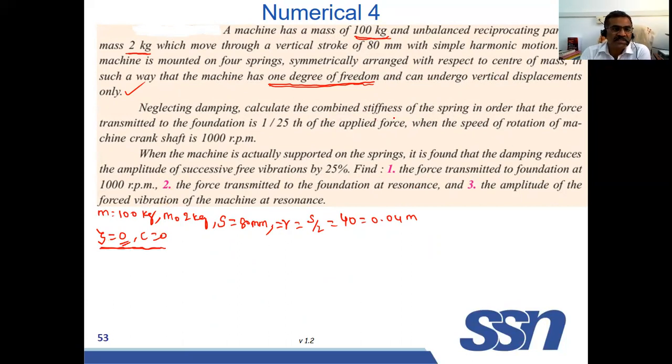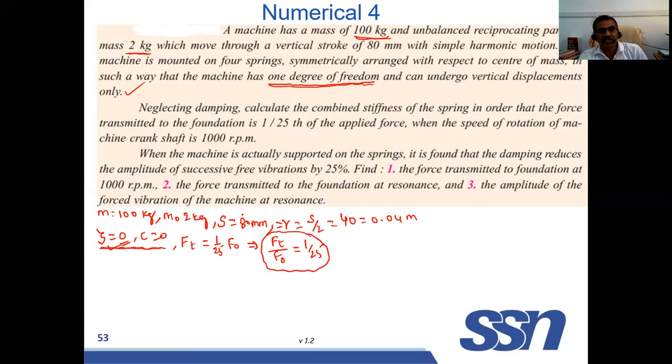Calculate the combined stiffness of the spring in order that the force transmitted to the foundation, that is Ft, is 1 by 25th of the applied force, that is F naught or F, whatever it may be. So from this, Ft by F naught is equal to 1 by 25. So transmissibility is equal to 1 by 25 when damping is equal to 0.